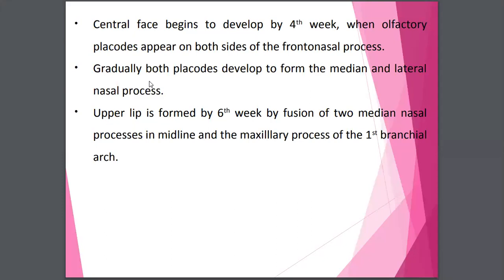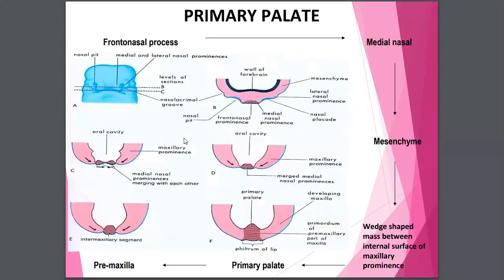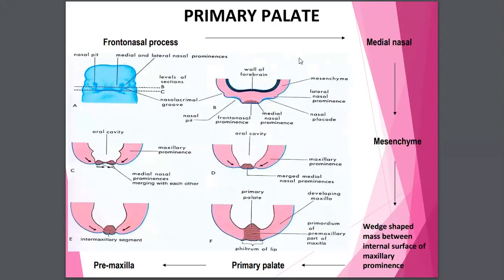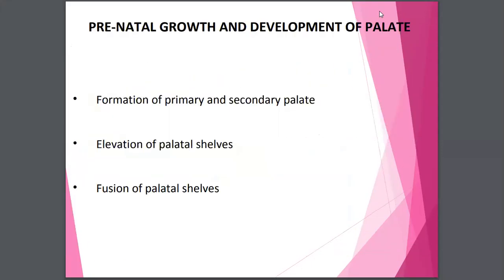A short review of development of face, what we have done in our previous class. We know the central face begins to develop by the 4th week when olfactory placodes appear on both sides of the frontonasal process, nothing but nasal placodes. Gradually, both placodes develop to form median and lateral nasal processes. Isn't it? We have seen this in our previous class. I'll show you again just as a review.